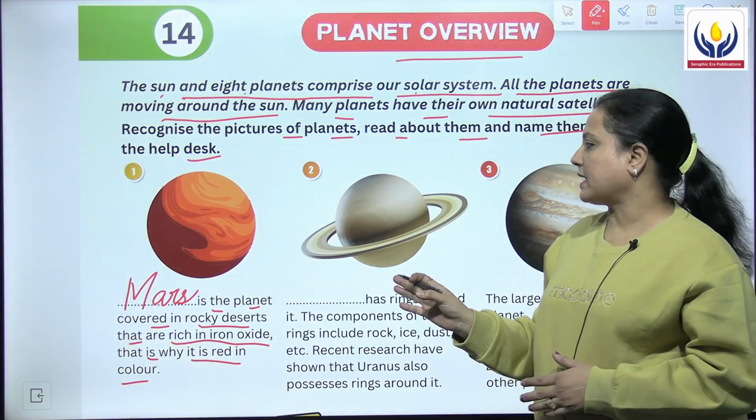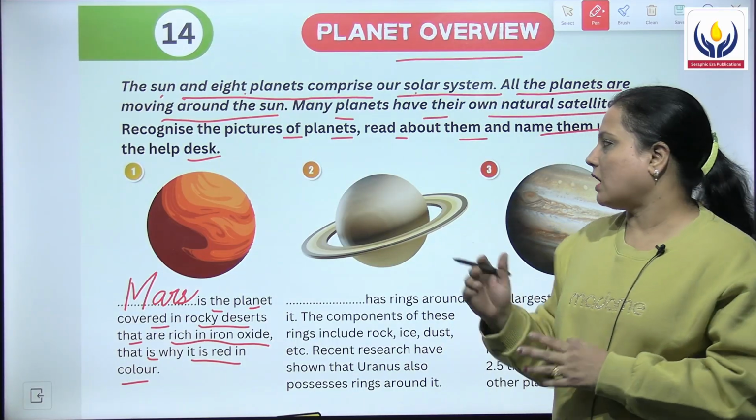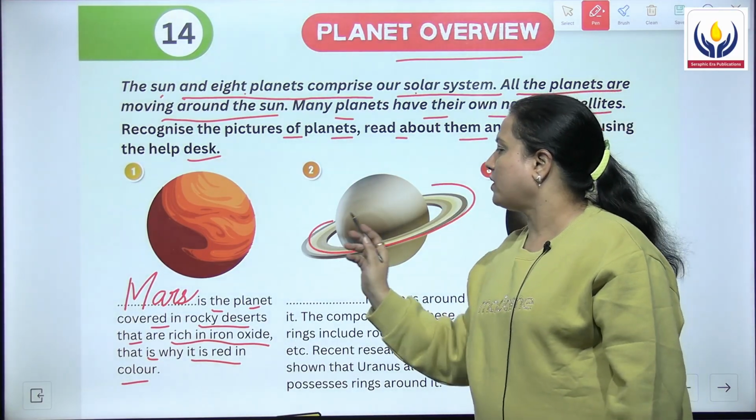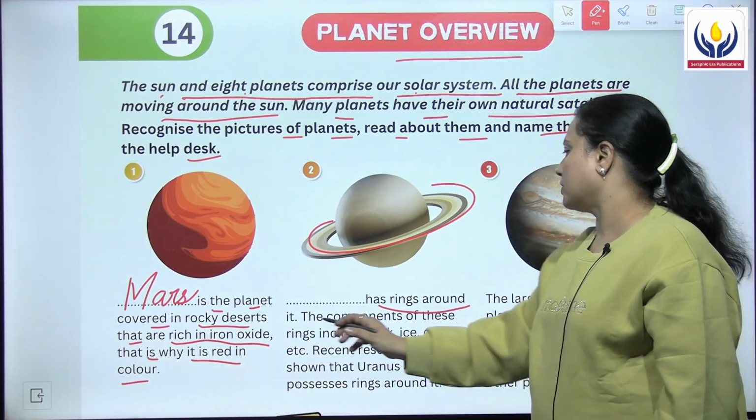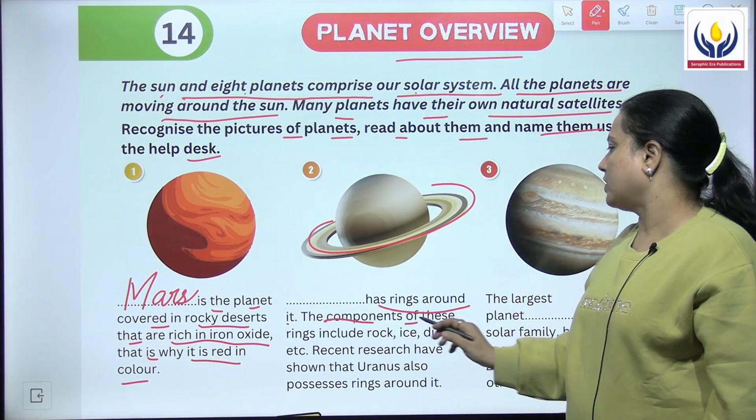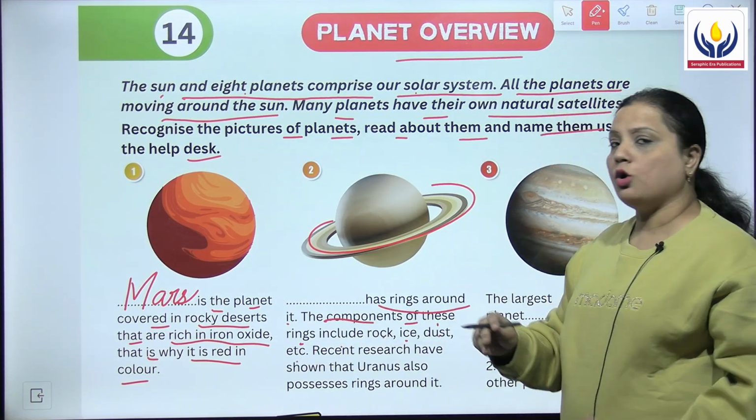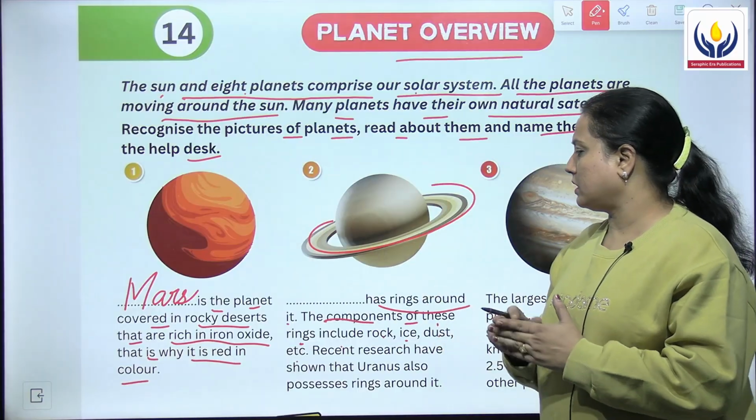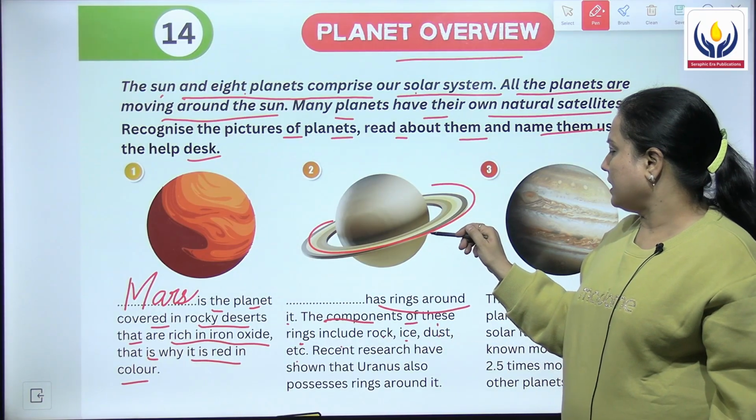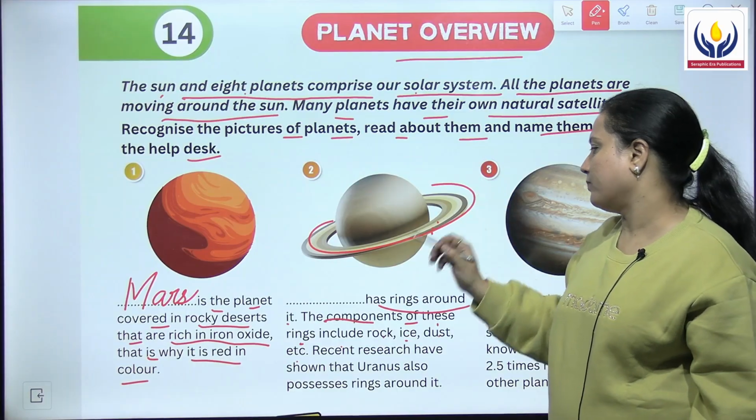Then we have the second image. This is of a planet along with the rings around it. Dash has rings around it. The components of these rings include rock, ice, dust, etc. So what all things are forming the rings around this planet are ice, dust and rock pieces, etc.